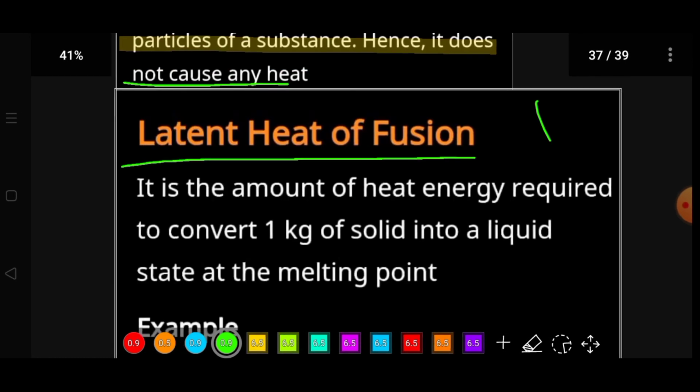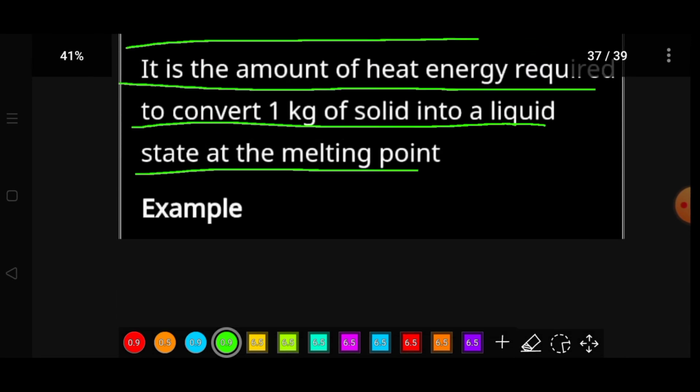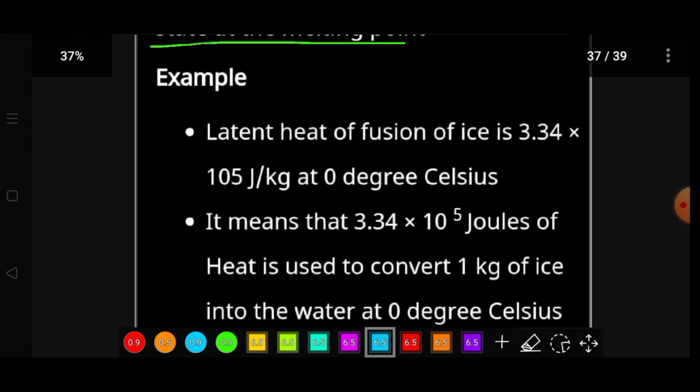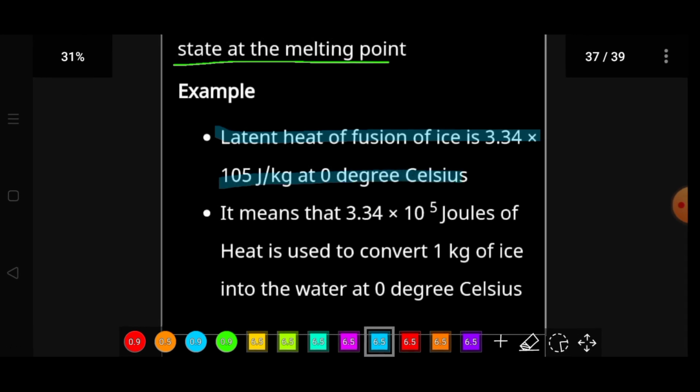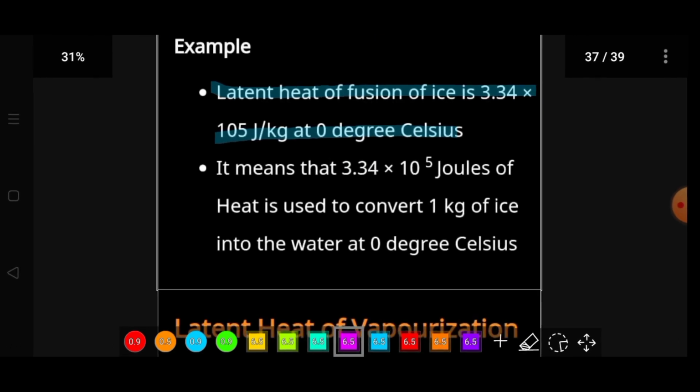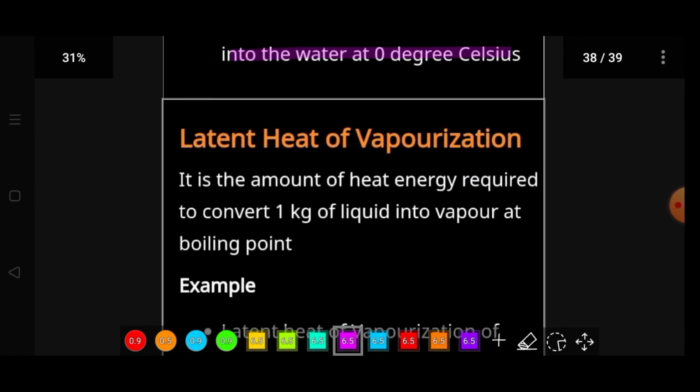Latent heat of fusion. It is the amount of heat energy required to convert 1 kg of solid into liquid state at melting point. Example, the latent heat of fusion of ice is 3.34 into 10 to the power 5 joule per kg at 0 degrees Celsius. It means that 3.34 into 10 to the power 5 joules of heat is used to convert 1 kg of ice into water at 0 degrees Celsius.